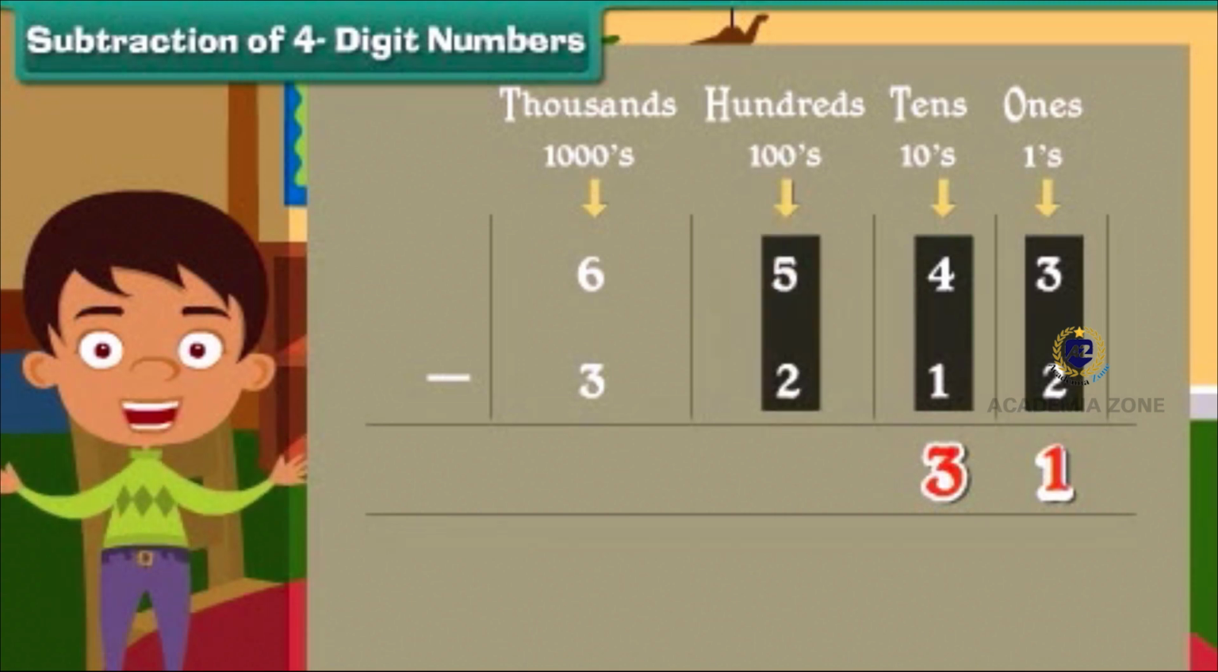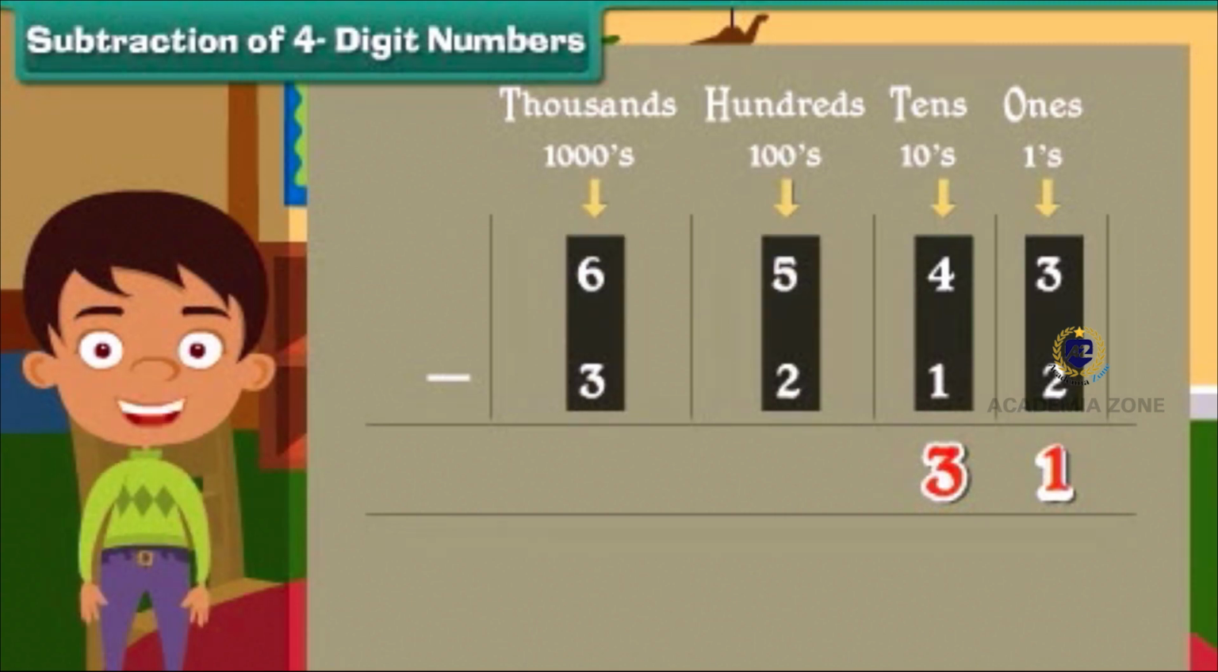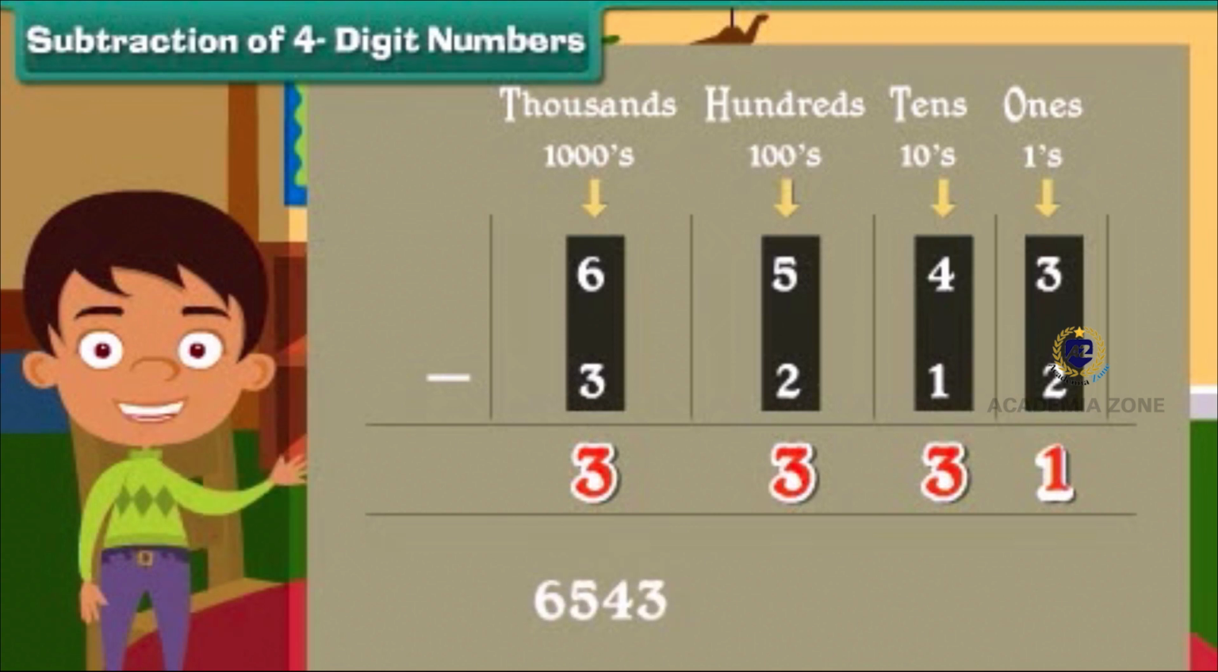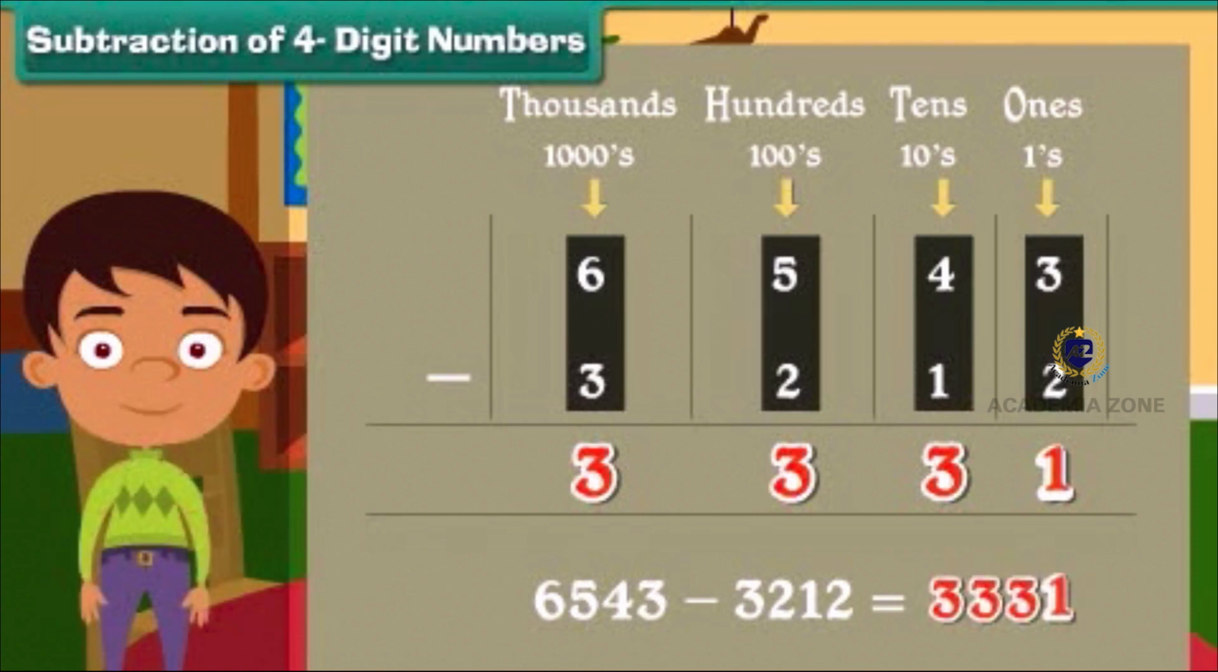Similarly, subtract hundreds and thousands. 5 minus 2 is 3 and 6 minus 3 is 3. So, 6543 minus 3212 is 3331.